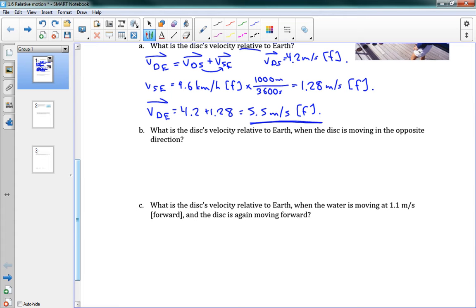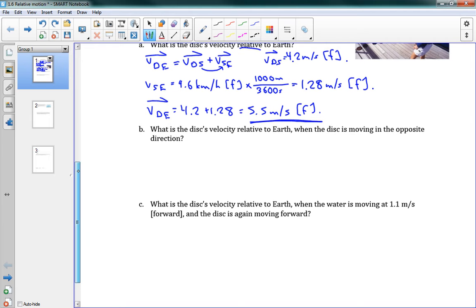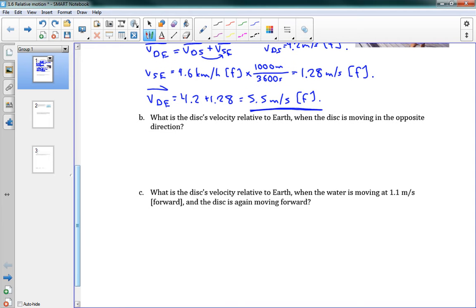We'll do another one. What is the disk's velocity relative to the Earth? So the same question, when the disk is now moving in the opposite direction. So now the disk is moving opposite. It's moving backwards. So now we can say that velocity of disk relative to the ship, we could say it's 4.2 meters per second backwards, or we could say negative 4.2 meters per second forwards. So that's all that's changed here, is our disk is now moving in the opposite direction. But the equation stays the same.